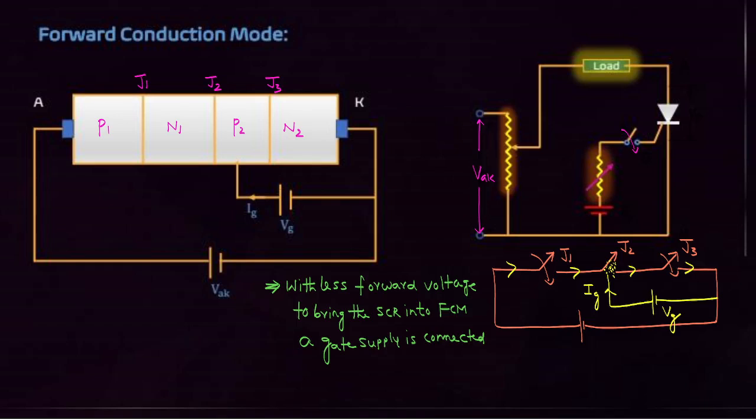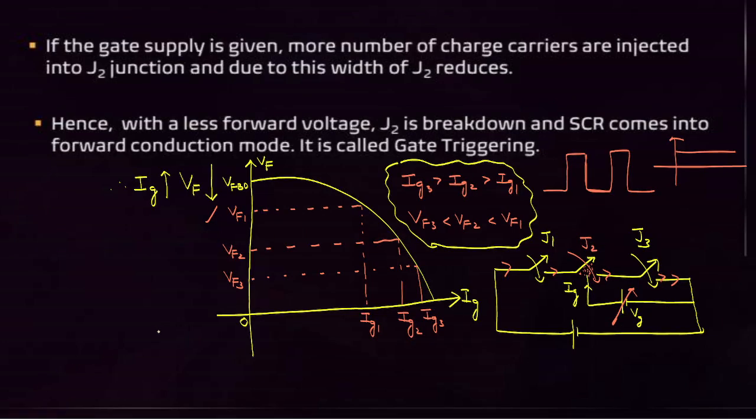Next, forward conduction mode. Very important. To bring the SCR into forward conduction mode, you have to apply the gate signal. After applying the gate signal, the J2 junction is also closed. If gate supply is given, more charge carriers are injected into the J2 junction, and due to this, the J2 width is reduced, with less forward voltage. J2 breaks down and conduction begins. If you draw the characteristics between gate current and forward voltage, as the gate current increases, the forward voltage is reduced. Higher the gate current, less the forward voltage.